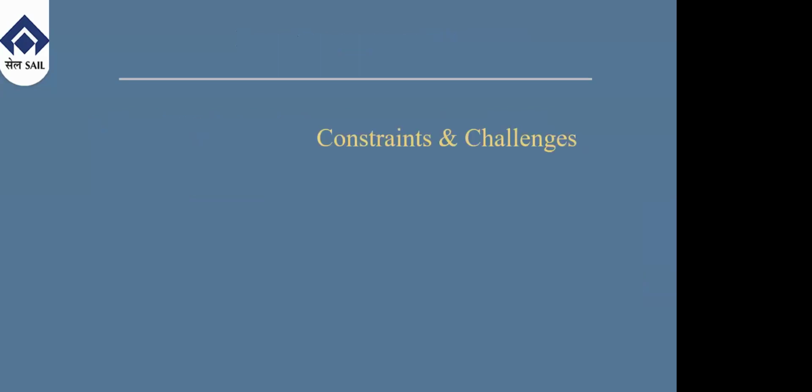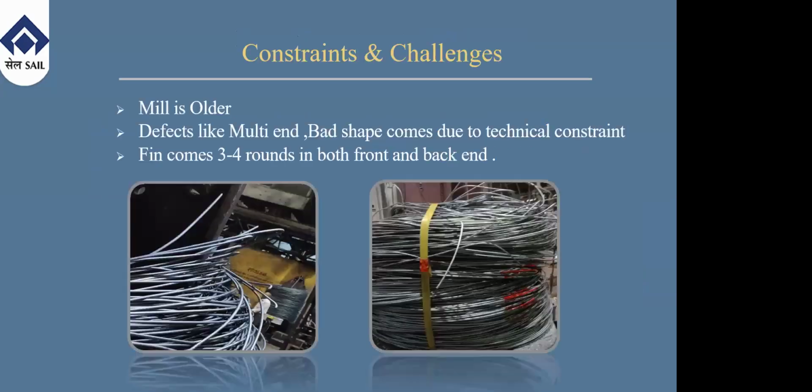Not only have we made some improvements, but our wire rod mill is an older mill, so we also have a bit of constraints and challenges. As I said, our mill is very old. As we saw in the layout of the wire rod mill, the C and D stands have a Stelmor conveyor. Because of that, the wire rod gets stuck and we have to cut it, so our coils get a multi-ends problem and suffer from bad shapes also. That is another technical constraint.